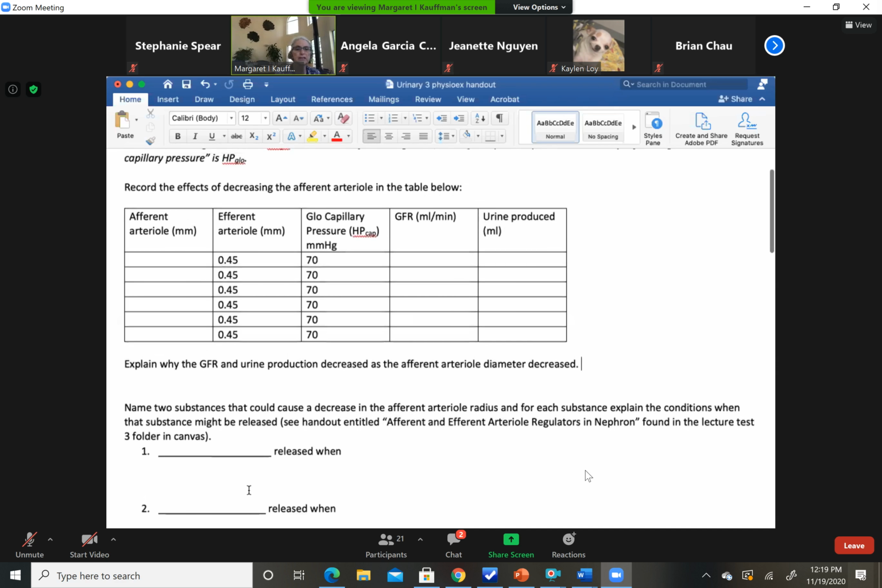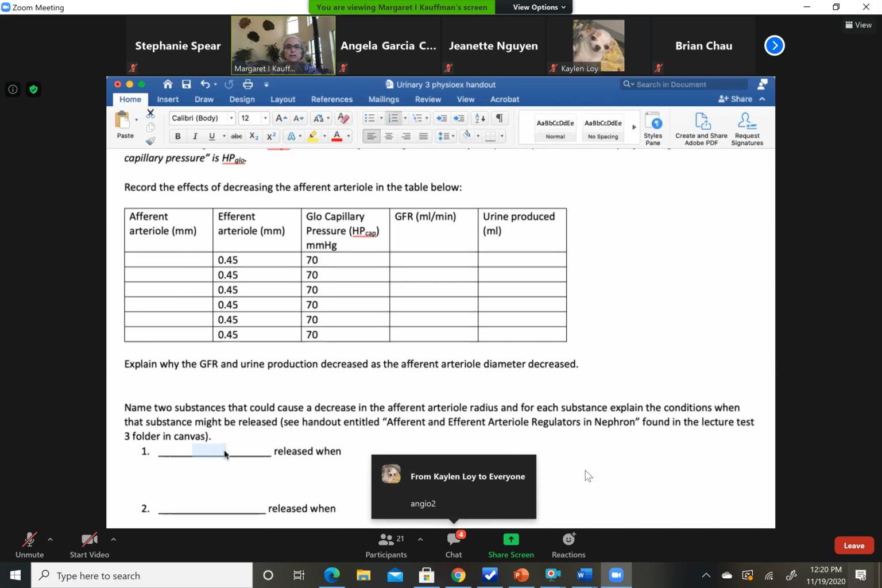All right, now we're getting to some of the substances. Name two substances that would decrease the afferent. So what could cause these four things to happen? Just somebody type in a substance and we'll talk about when it's released.